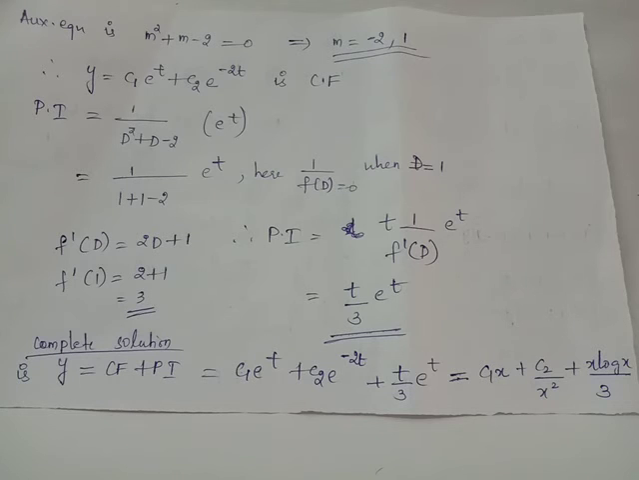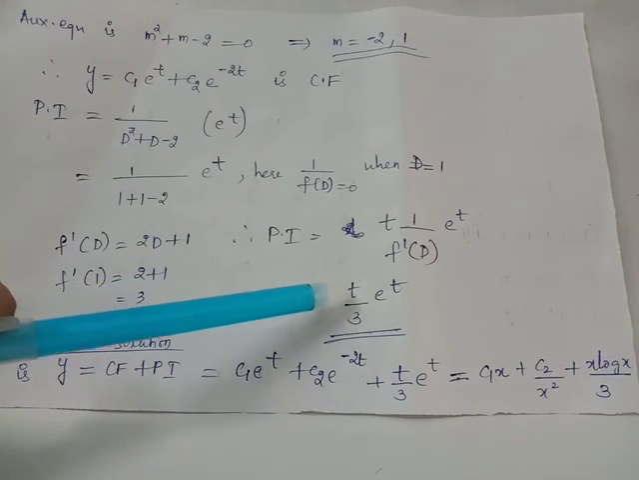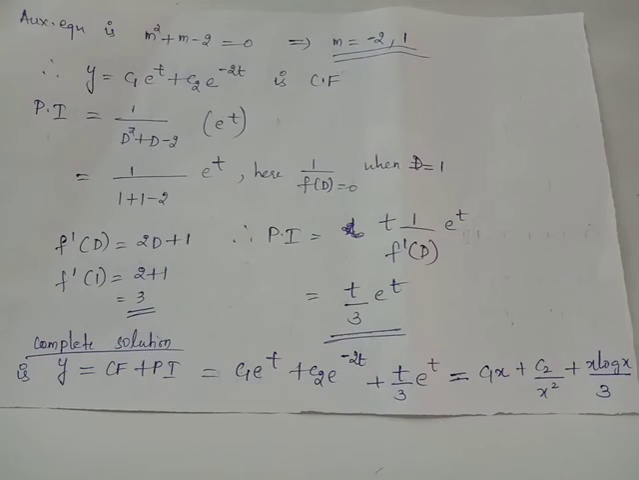The complete solution is the complementary function plus the particular integral, which is c1 e^t + c2 e^(−2t) + (t/3) e^t. Now we replace e^t by x. We have c1 x + c2/x² + (x log x)/3 obtained.